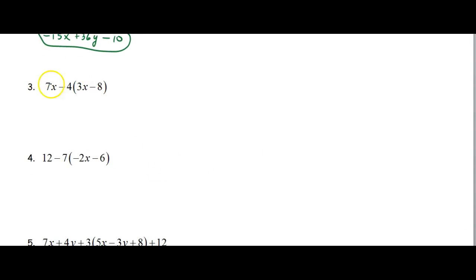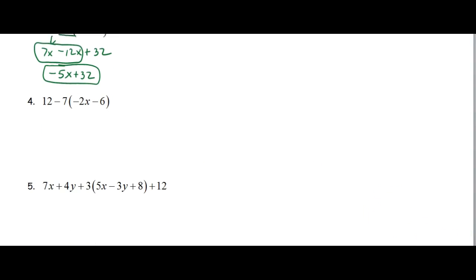Now, next one. I cannot do anything with this outside the parentheses. The first thing I have to do is distribute. I bring down the 7x, but I'm going to distribute negative 4. Negative 4 times 3x is going to give me negative 12x. Negative 4 times negative 8 is positive 32. If I look, these are the only 2 terms that can be combined. So it's going to give me negative 5x and bring down the plus 32. And we stop there.